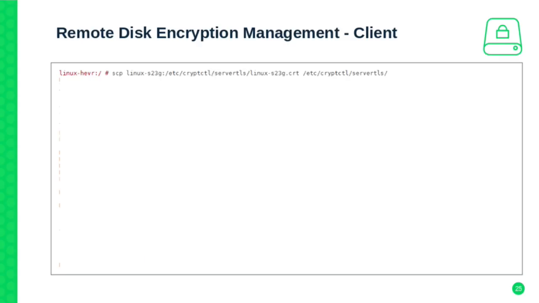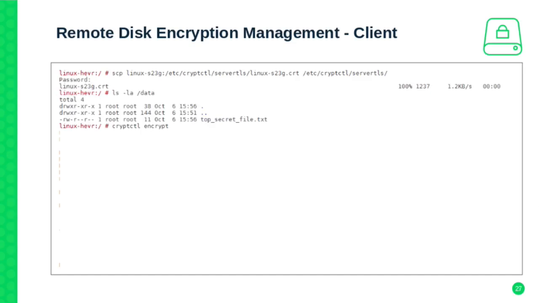Assuming I'm on my client, the first thing I do, I have my self-signed certificate. So I copy that from the key server with secure copy into the directory of the client. The directory I would like to encrypt is /data. And there I have my top secret file. It's currently lying in this directory. And with the cryptctl encrypt command, I start the process.